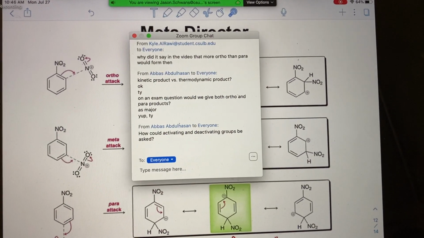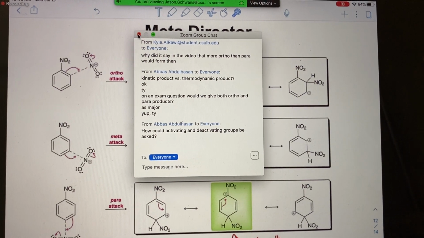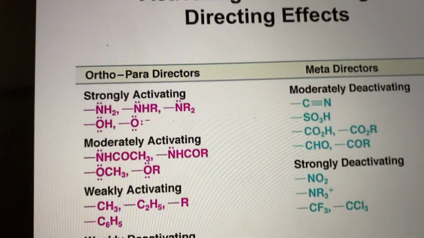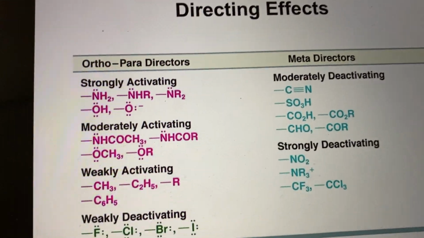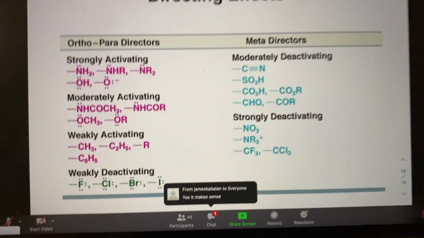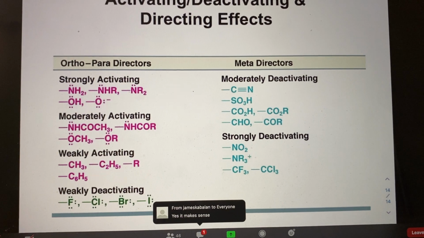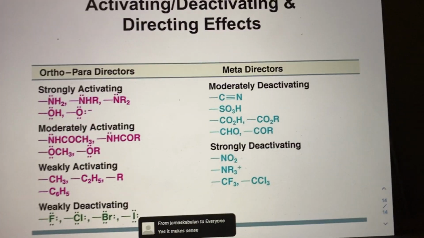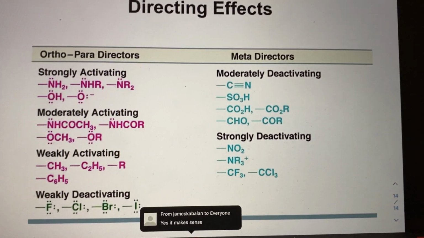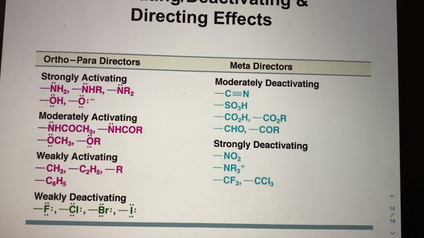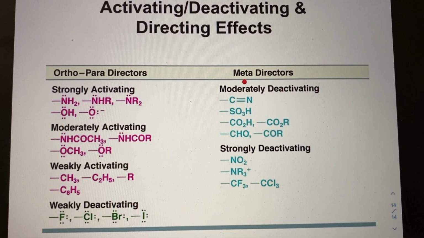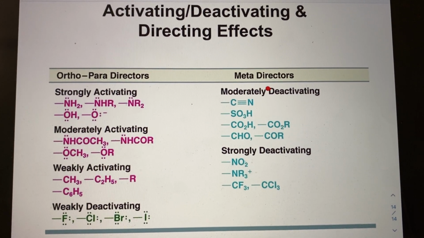So Abbas asked, how could activating and deactivating groups be asked? So what we'll do in the end is, let me slide up for a minute to this end. I have what looks like a timeline, which we probably won't get to today, to think about what these different groups are and how they would affect the rate of the reaction. What we're going to see is that most of the time, groups that are activating, that make the benzene ring more active, are also ortho-para directors. And most of the time, the groups that deactivate the ring are meta-directors.